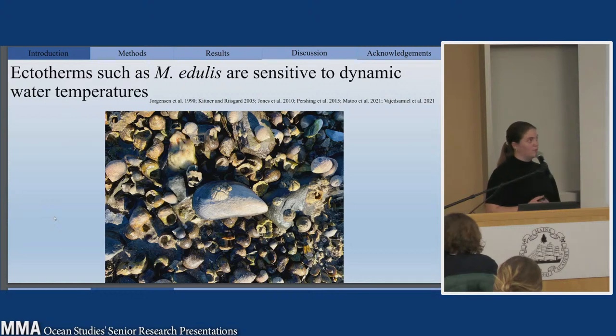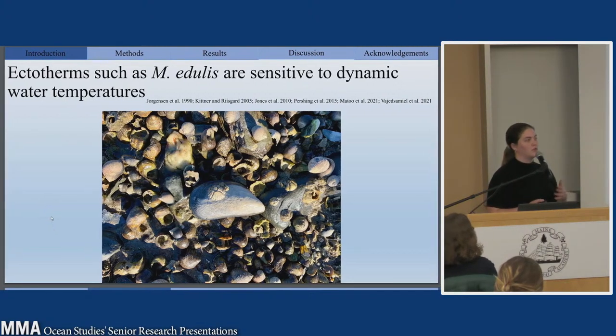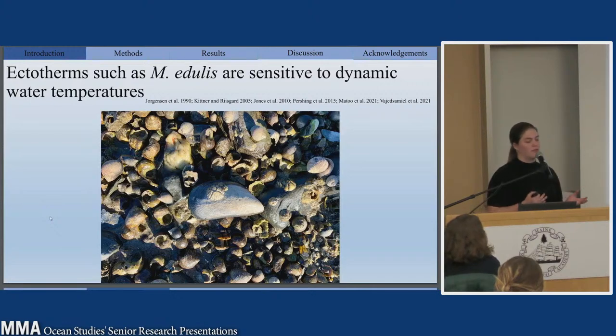This warming is concerning because the blue mussel is known as an ectotherm. An ectotherm is an organism whose metabolism and related processes, such as feeding, are impacted by the environmental temperature of their surroundings. This means that as waters warm, their metabolism and feeding rates should also increase with that rise.